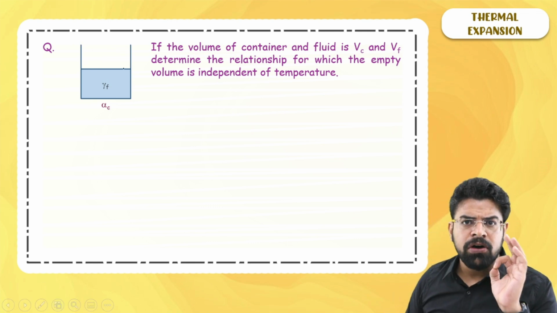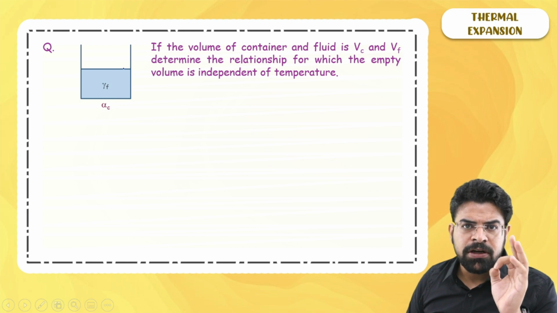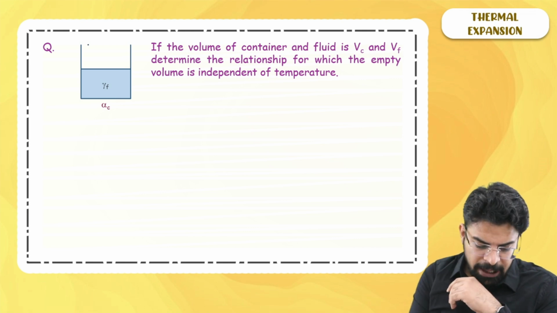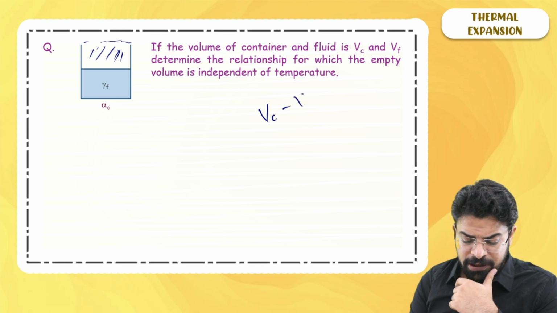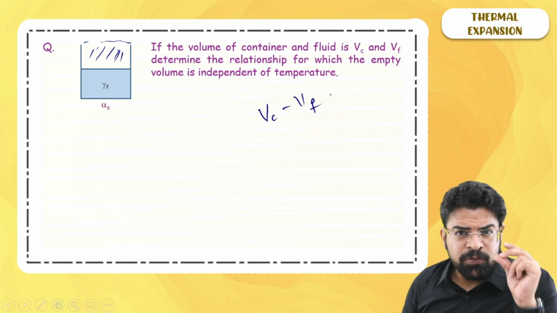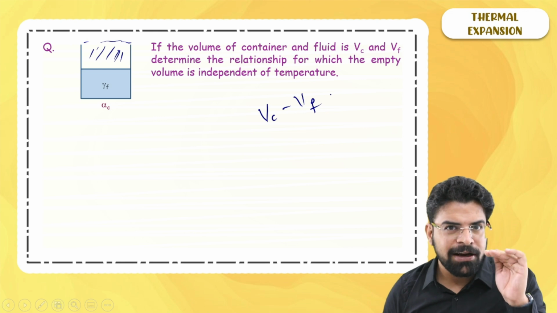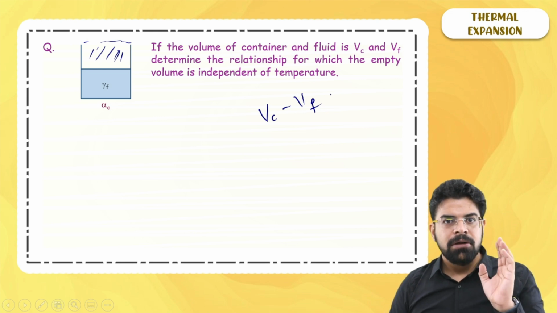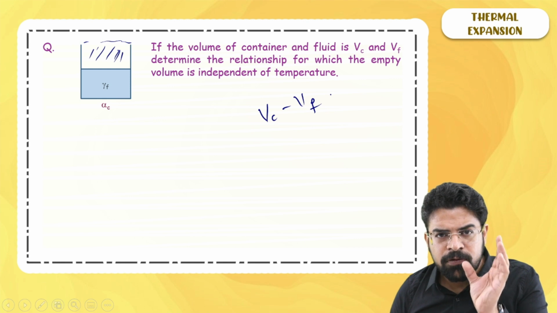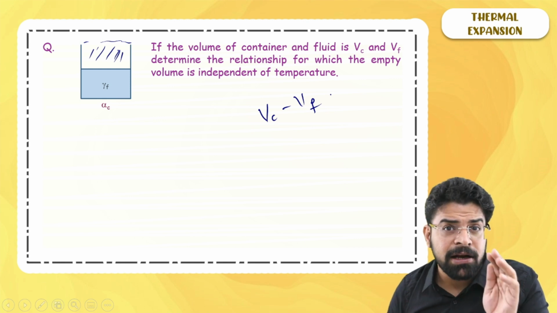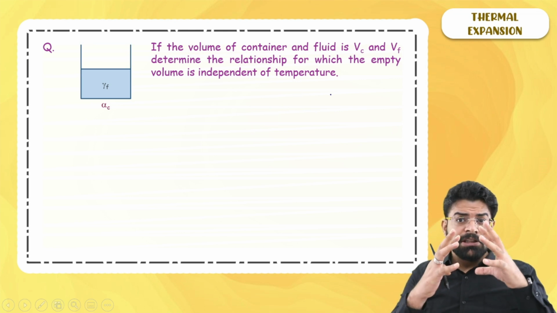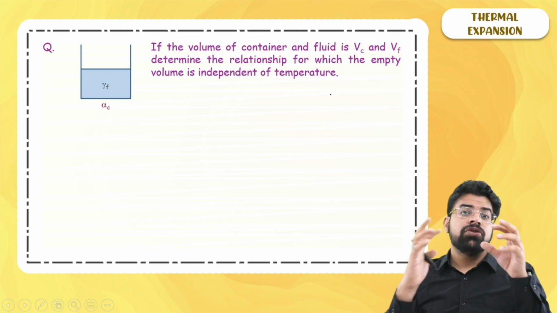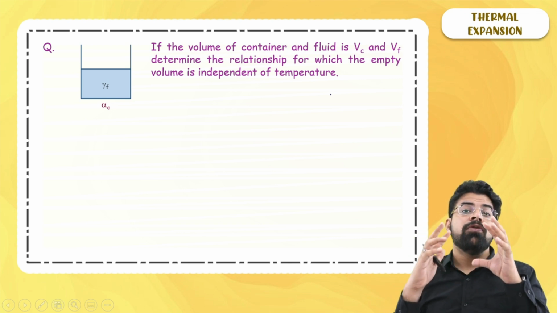In this hour only, we have learned the solution to this particular case. What do you want? The empty volume in the container to be constant. What is empty volume? Empty volume is nothing but volume of container minus volume of fluid. So you want the difference in the volume of container and fluid to be constant and independent of temperature. What has to be the condition? The increase in the volume of the container on heating should be equal to the increase in the volume of the fluid on heating.